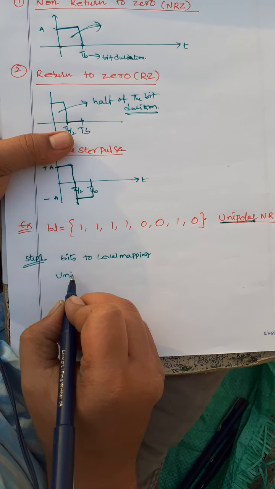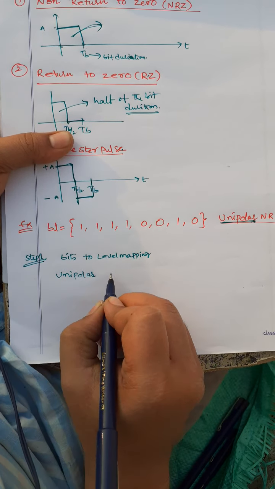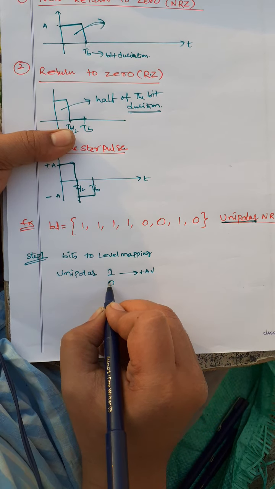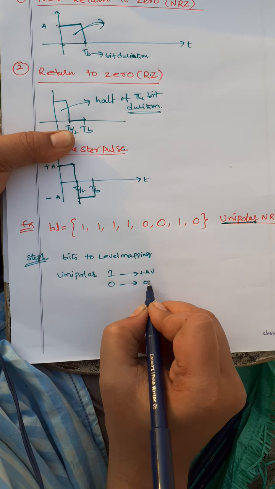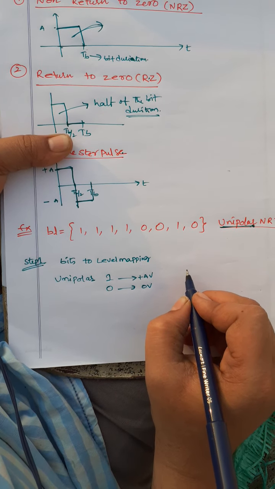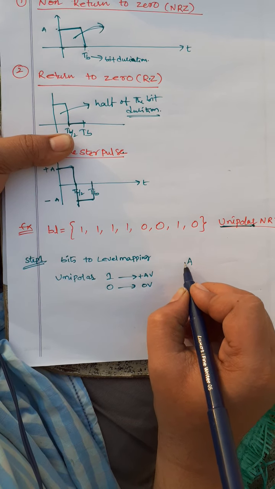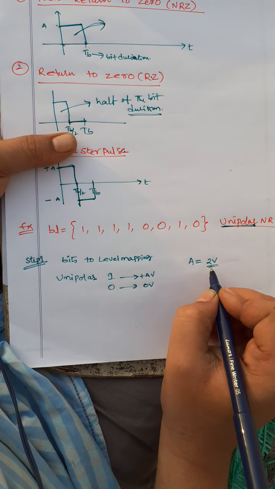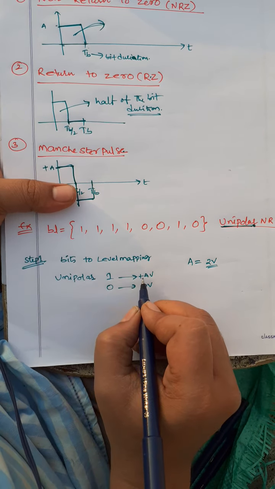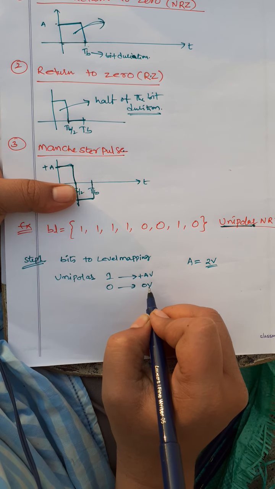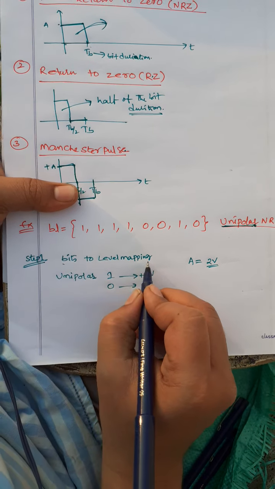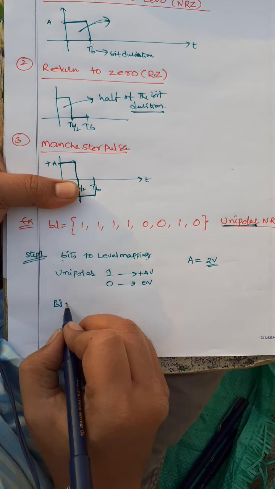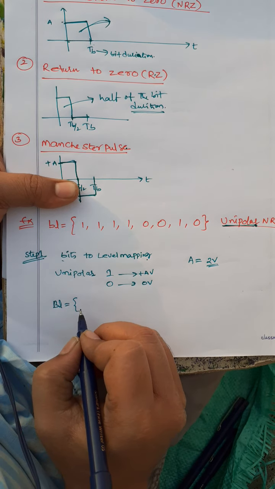In the unipolar technique, bit 1 is mapped to plus A volts and bit 0 is mapped to 0 volts. For example, for simplicity, we can consider A equal to 2 volts. So bit 1 is mapped to A volts and bit 0 is mapped to 0 volts. So the given sequence, after level mapping, I am representing with capital BL.